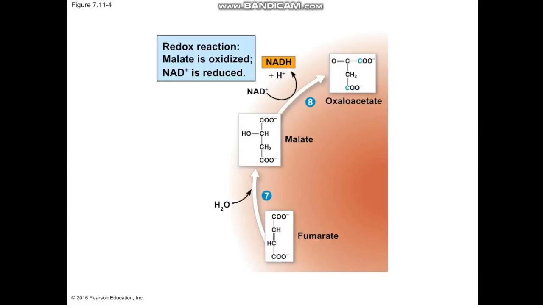So here's another redox reaction. Malate is oxidized, NAD+ is reduced. And you don't see the carbon dioxide leaving now. We don't have any more of that. So then malate becomes oxaloacetate, and that is the end of the cycle. And then another acetyl coenzyme A is added, and the whole cycle begins again. So that's it. Bye.